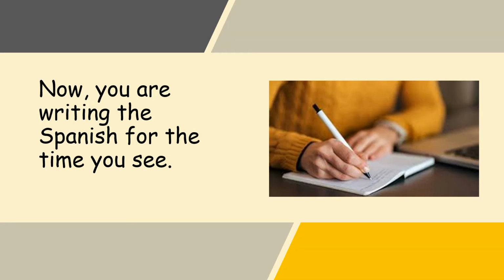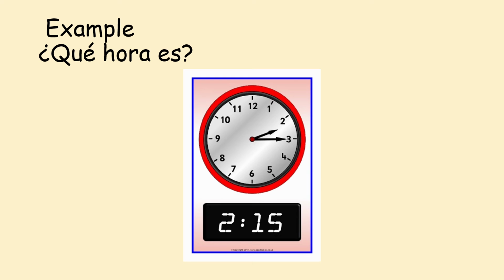Okay. You're now going to be writing the Spanish phrase for the time you see. For example, ¿Qué hora es? You've got a clock here that says 2:15. How are you going to write that in Spanish? We are going to be saying son las 2 y cuarto, because it is 2 o'clock and a quarter, or and 15. Y cuarto. See if you can do the next one by yourselves.